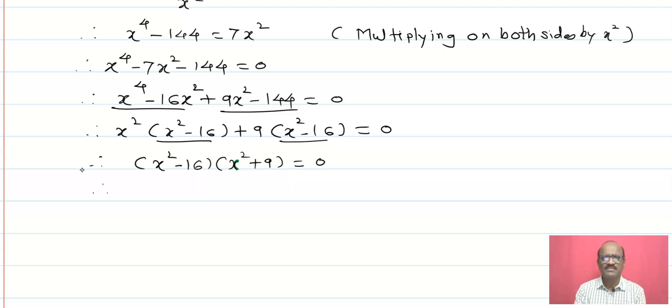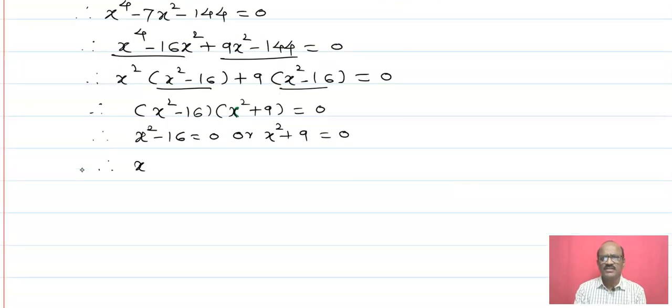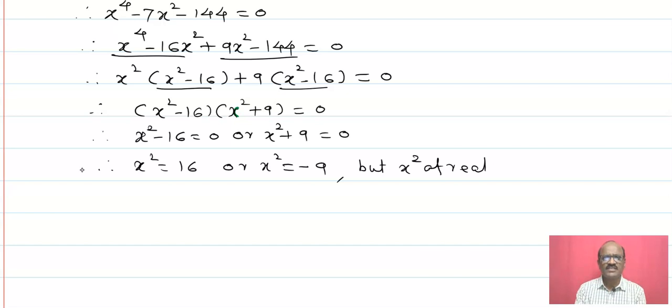Therefore, x square minus 16 is equal to 0 or x square plus 9 is equal to 0. Therefore, x square is equal to 16 or x square is equal to minus 9. But x and y belong to the set of real numbers, and the square of any real number is always positive. Therefore, x square is equal to minus 9 is not possible. This dialogue you have to write every time.